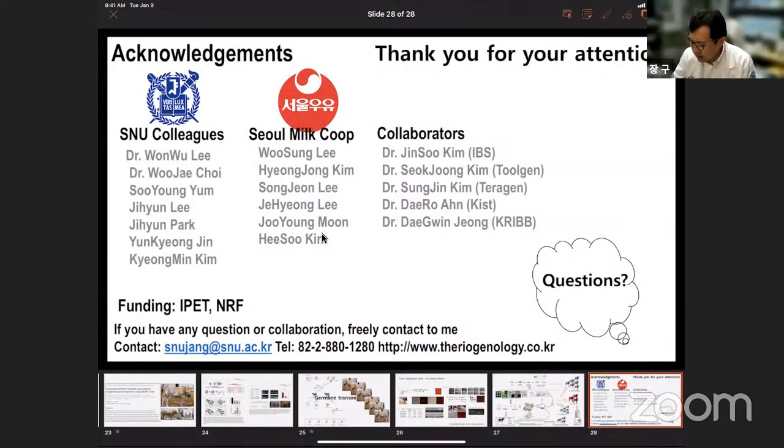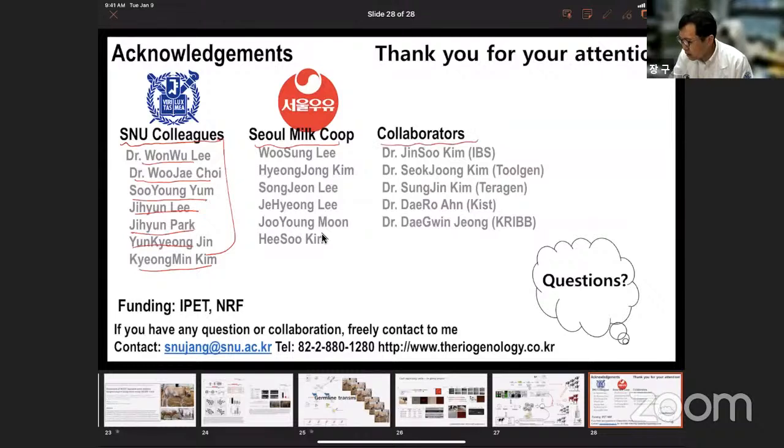This is my Seoul Regional University colleague, Dr. Won Yuri and Woo Jae Choi and Suyong Yeom, Lee Ji-hyun, Ji-hyun Park, Yoon Kyung-jin, Kyung-min Kim. And our soil milk perforation system that will be supporting the farm and embryo transplant.